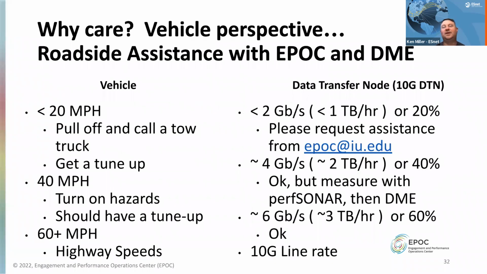Another piece is if you relate this to driving your vehicle down the road and you were at some of these other speeds here, you would probably pull off and get assistance or get a tow, right? It's the same kind of thing here. If your DTN is transferring at these slower speeds, you can give us a call and we'll triage a ticket for you and try to do some troubleshooting to help get your DTN or your science tuned up related to these pieces.